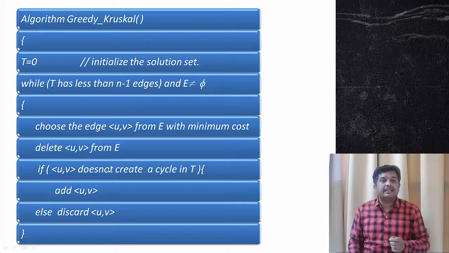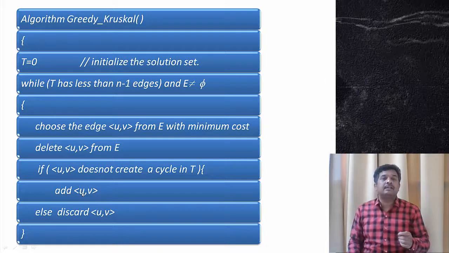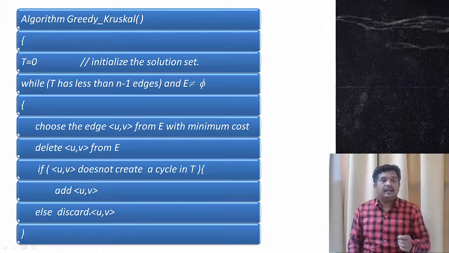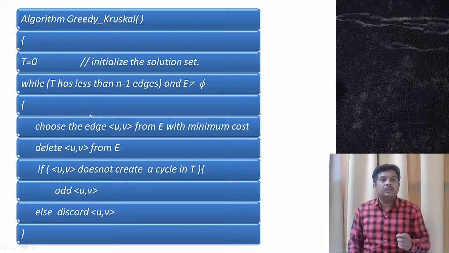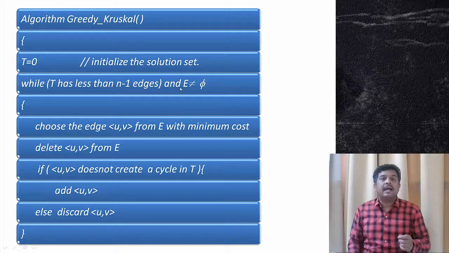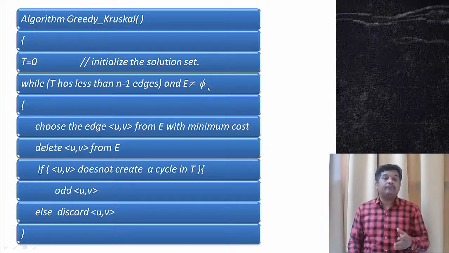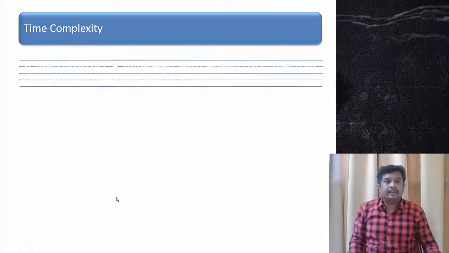And if uv doesn't create any cycle in t, we are going to add this uv edge to the tree. Otherwise we are going to discard uv. So we'll continue this as long as t contains n minus 1 number of edges and e is not equal to 5. So now let us see the complexity of Kruskal algorithm.